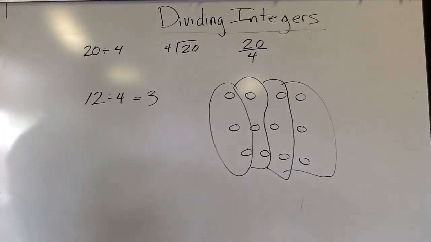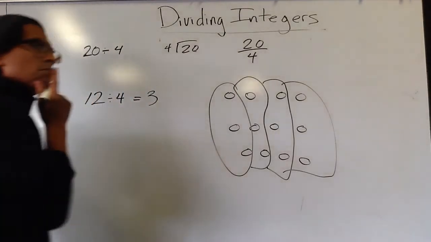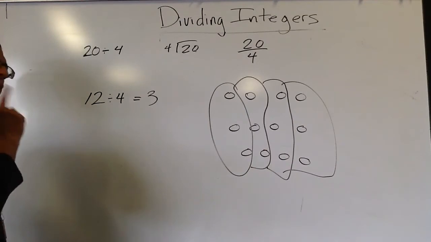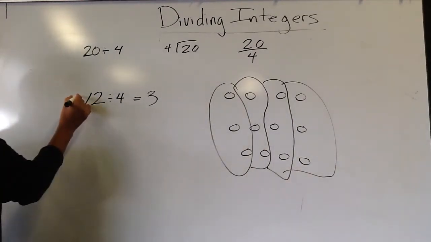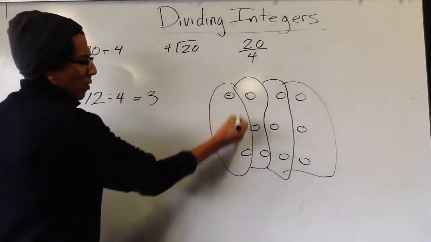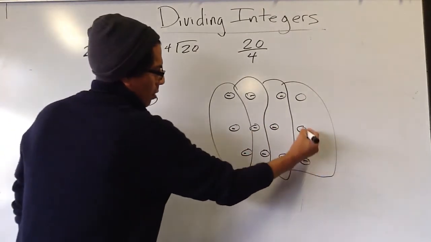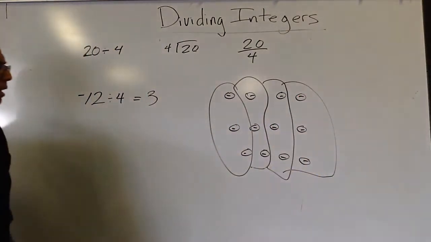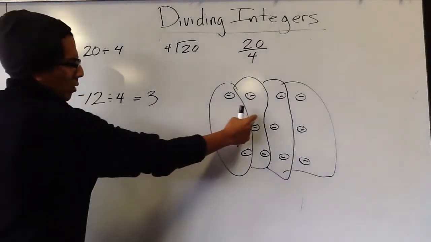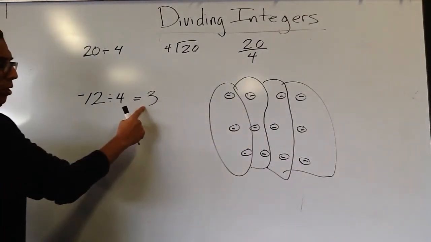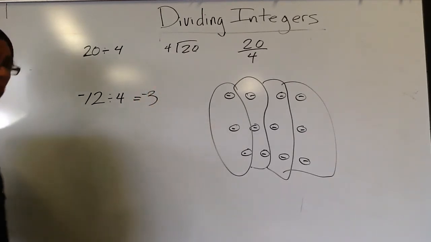Does that make sense? Now this is very important, because 3 units. Think about that. Yeah, 3 units. All right. Well, what if we make 12 negative? Well, now I have 12 negative units. See that? I can divide into 4 equal groups. Well, what's inside each one? 3, what? 3 negative units. You guys see that?